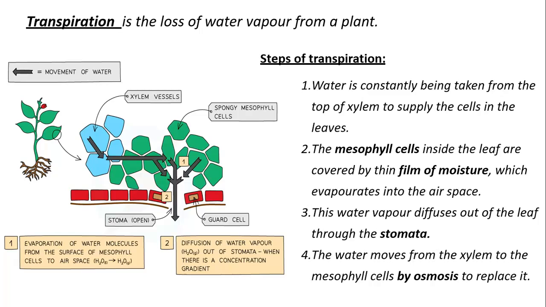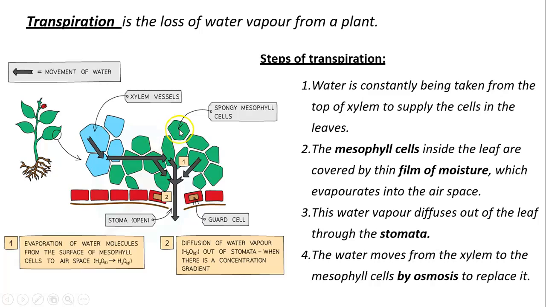Transpiration. What's transpiration? It is the loss of water in the form of water vapor, but specifically from the plant. So simply it is evaporation, but from plants. So what are the steps of transpiration? Water is usually being taken from the xylem cells, right? From the xylem tissue. Here you go, here's the water.